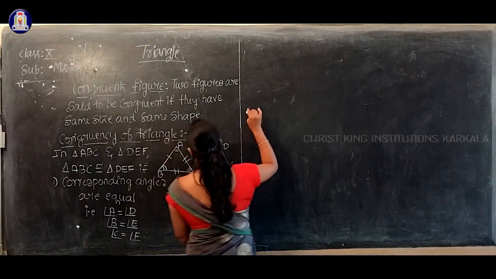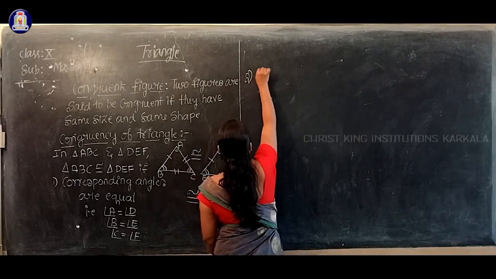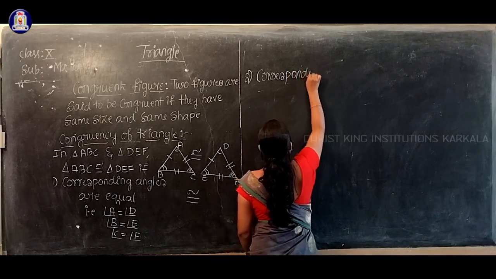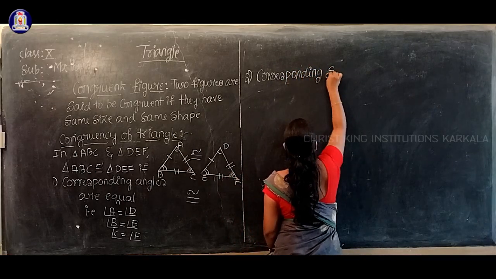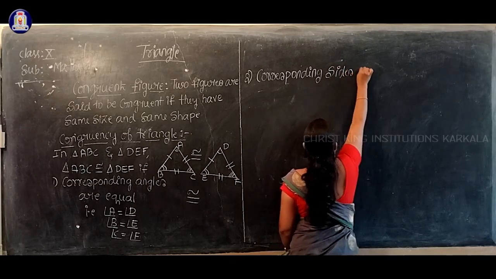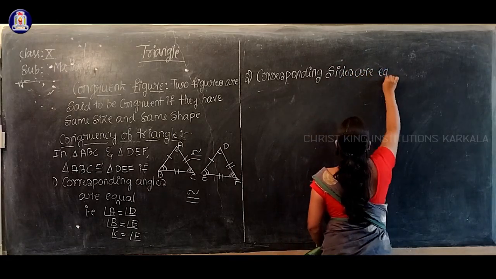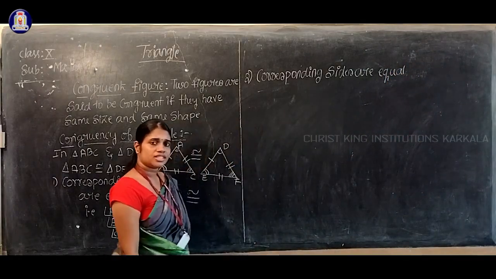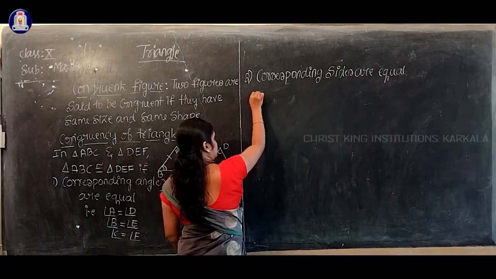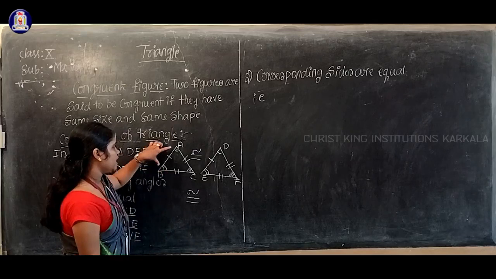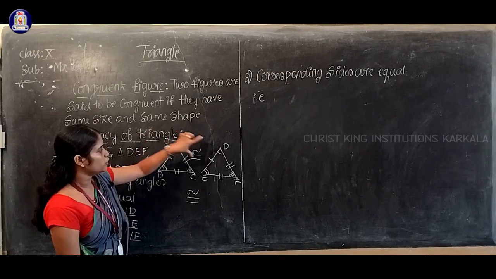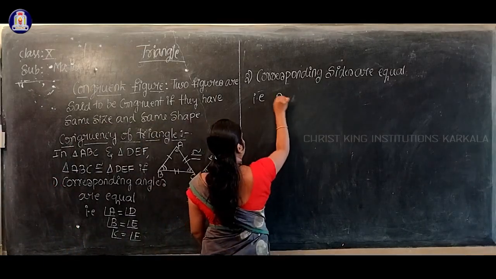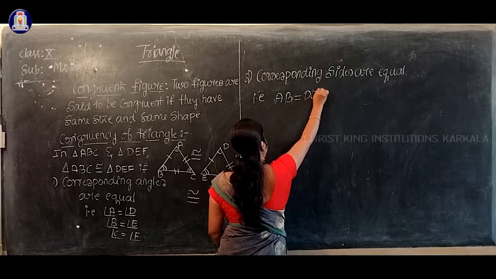Next, what about your second condition? Second condition is corresponding sides are equal. What is the meaning of corresponding sides? First, for the side AB, what about your corresponding side? Your corresponding side is DE, isn't it? Therefore side AB equal to side DE.